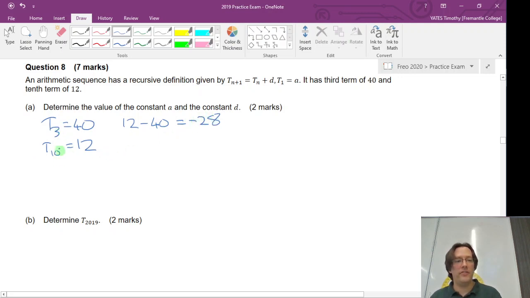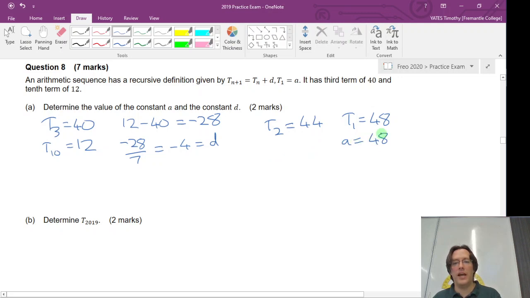It's done: 7 differences between 3 and 10, so I'm going to do -28 divided by 7, and that is -4, which is our difference. There we have it. Now that we know that -4 is our difference, we can find that term 2 would be 44, and term 1 would be 48. So A, our first term, is 48.